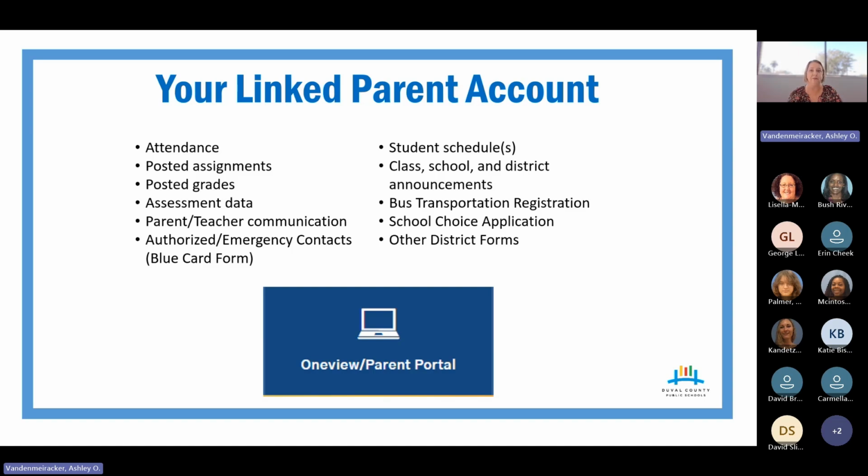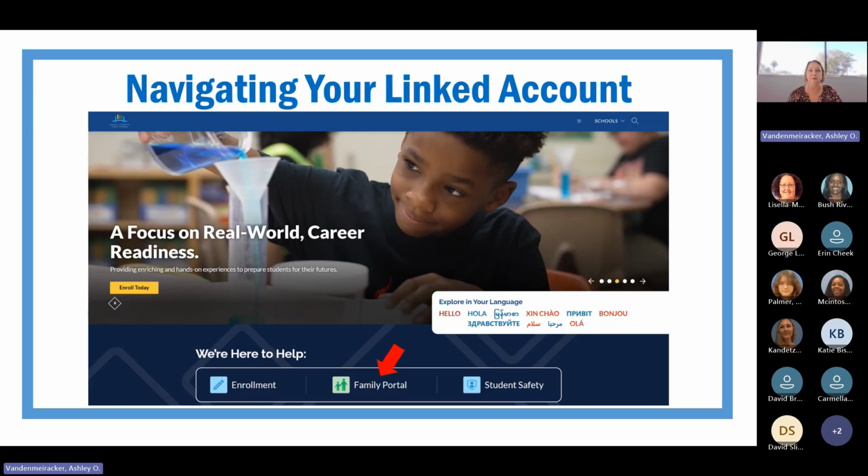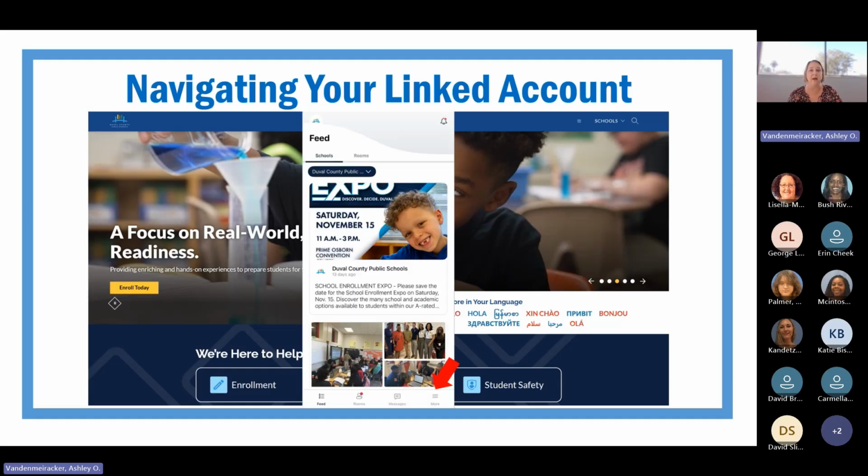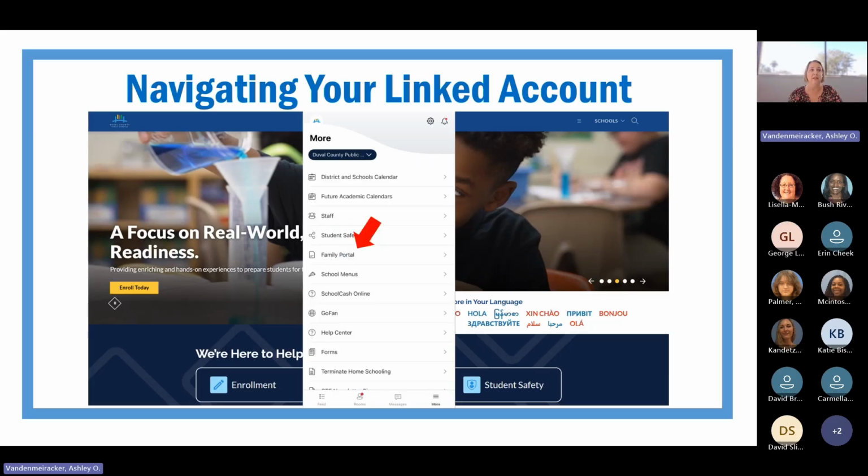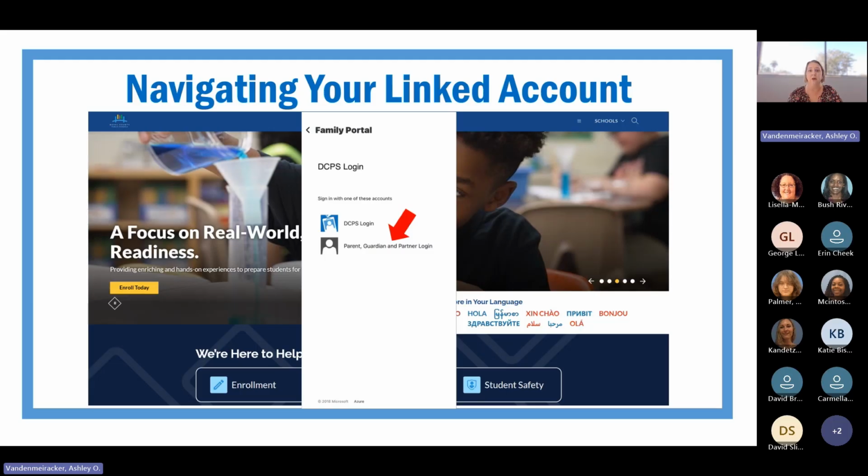So we're going to get into how you actually find your linked account and then make your way through it. There are two options for accessing your linked parent account. One is through the Duval Schools website, which is duvalschools.org. Another is through the Duval Schools app. If you choose to access it through the app, you will hit the three lines, sometimes called the hamburger menu, in the bottom right corner that says More. Then you'll select the Family Portal option. It will ask you to log in, and you'll log in using that parent, guardian, and partner login.